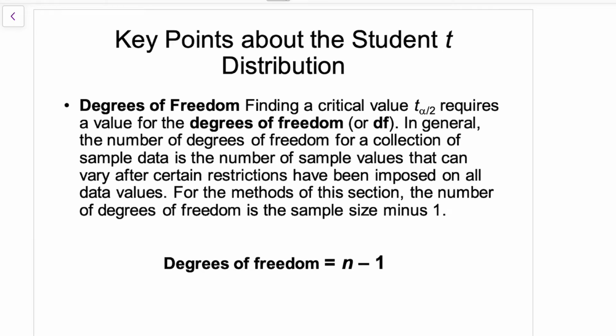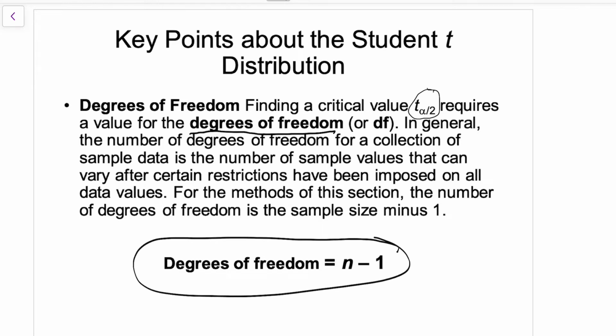Again, the way we're going to compute our critical value of t sub alpha over 2 requires what's called the degrees of freedom. And the degrees of freedom are the number of sample values that can vary based on a certain number of restrictions that are imposed. And all we need to take away from that is that the degrees of freedom for our examples will always be n minus 1.